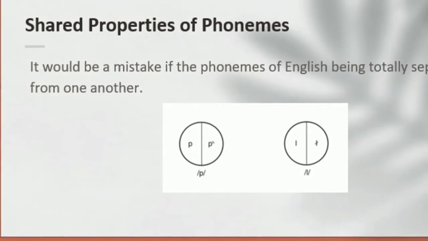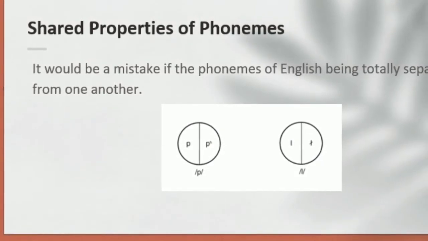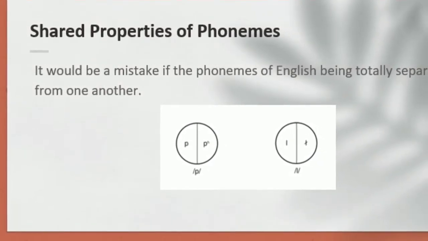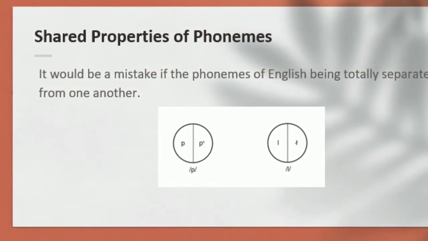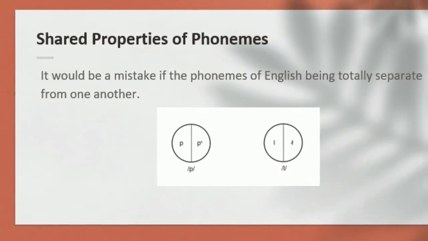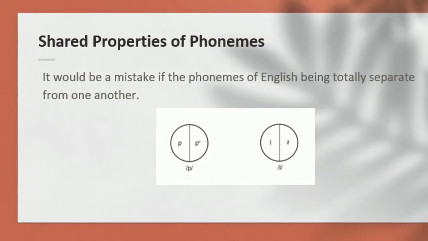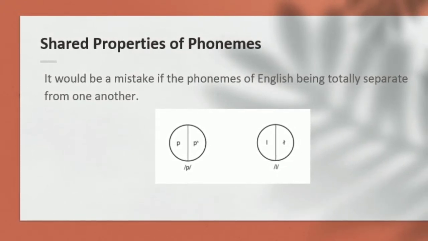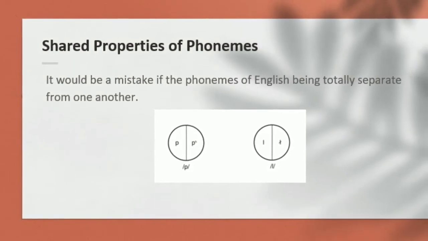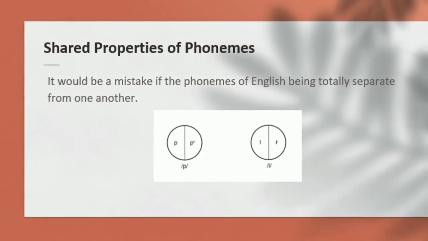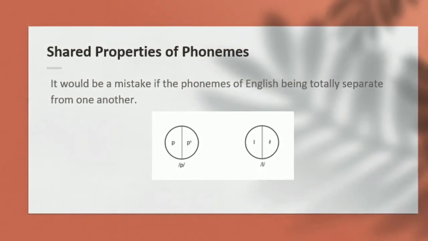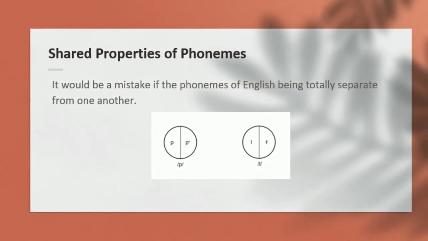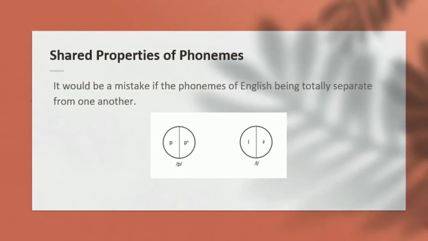Shared properties of phonemes. Phonemes have been regarded as separate, independent units, each one having its own allophones. It would be a mistake to regard the phonemes of English as being totally separate from one another, just as it would be a mistake to regard the members of a human family as being totally different, even though each individual in a family is a distinct person in their own right.